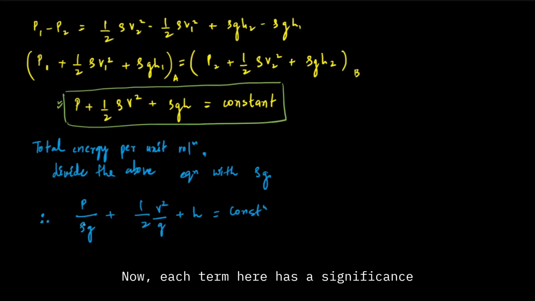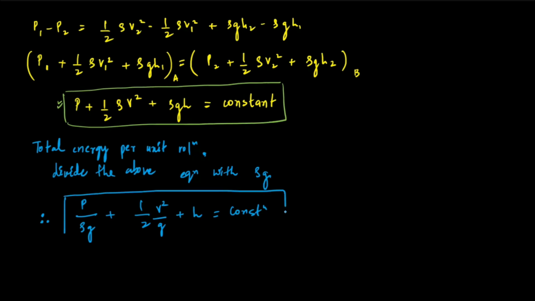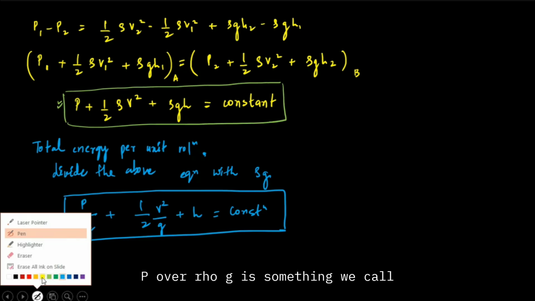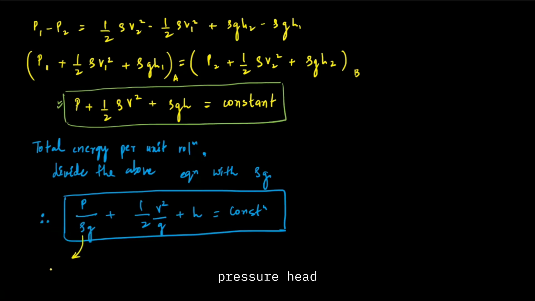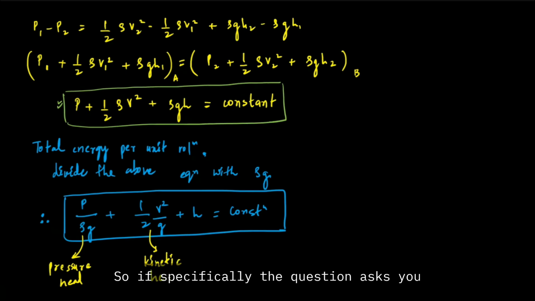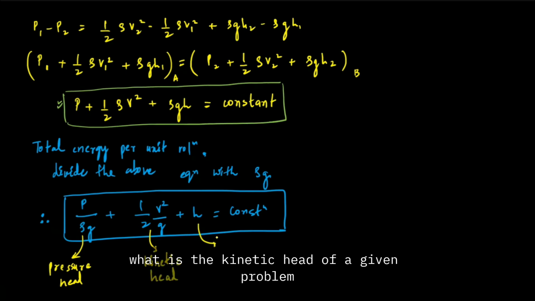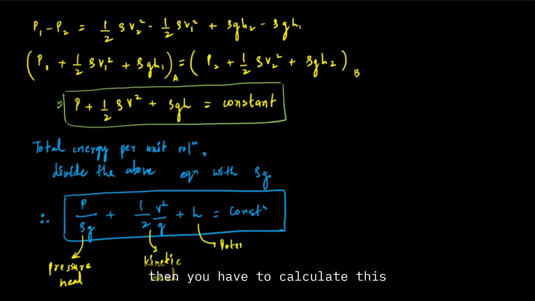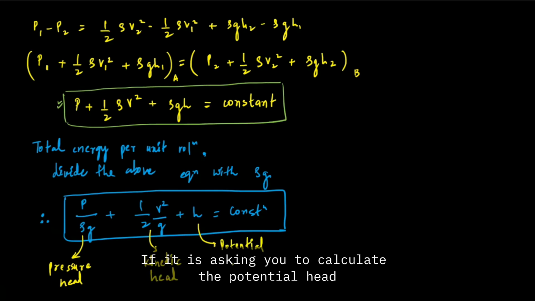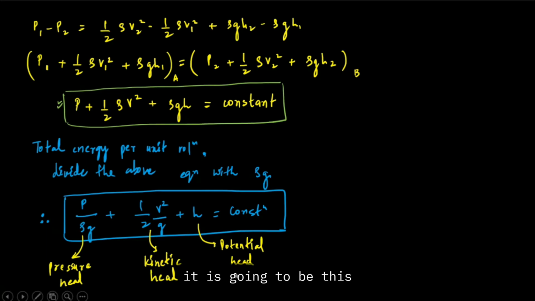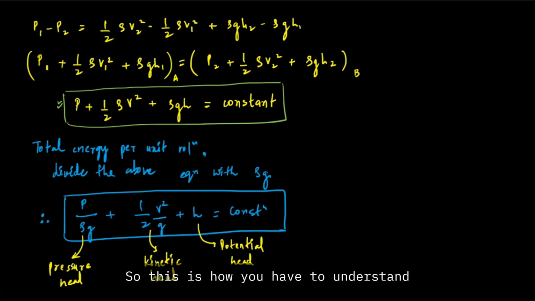Now each term here has a significance. P over rho g is something we call pressure head. You must have heard this term in the class. This is called pressure head. This is called kinetic head. So if the question specifically asks you what is the kinetic head of a given problem, then you have to calculate this. If you are asked to calculate the potential head, it is going to be this. So this is how you have to understand.